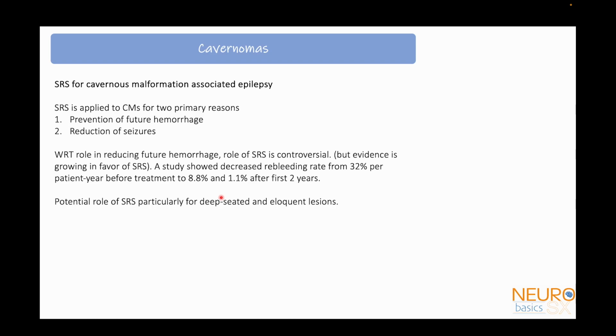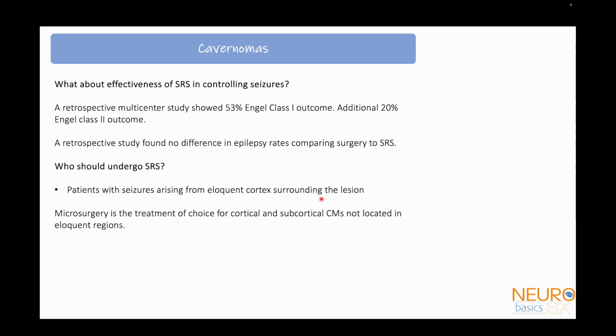A study has found that using SRS in cavernomas decreased rebleeding rate from 32% per patient year to 8.8% in the first year and 1.1% in the second year. So it actually has a good role for particularly deep-seated and eloquent lesions. For patients who do not have such lesions, if they have lesions which are cortical and subcortical and not located in the eloquent regions, then microsurgery is definitely the treatment of choice.